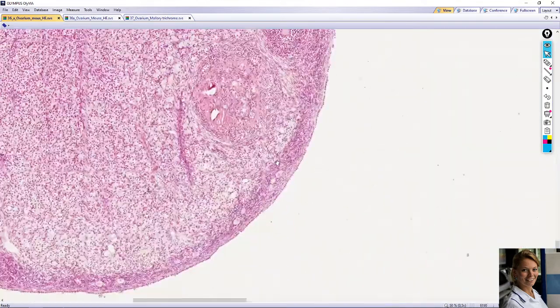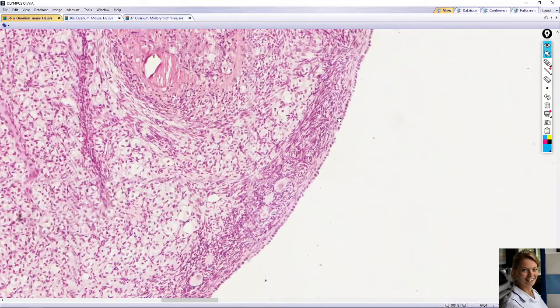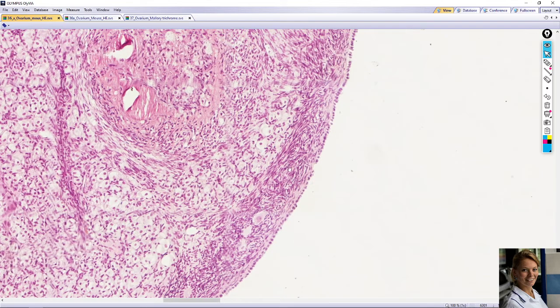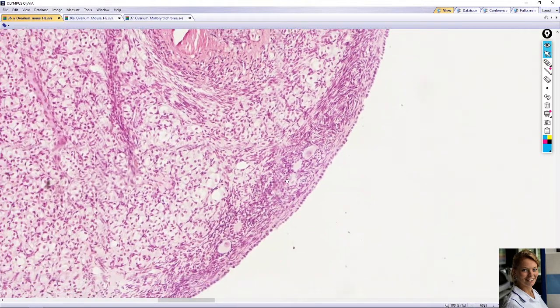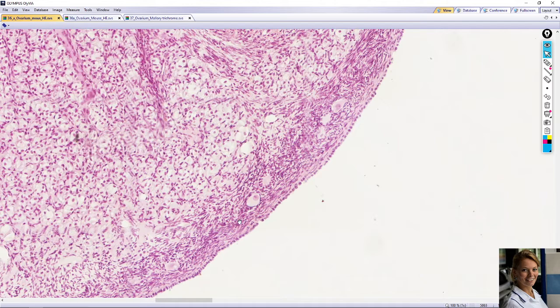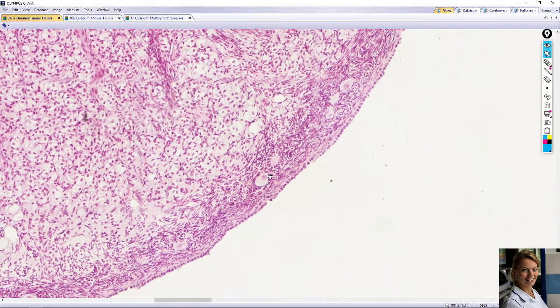The germinal epithelium covers the ovary. Inferior to the germinal epithelium is the tunica albuginea. This is connective tissue, a capsule. In the cortex, you can find many stages of follicle development. The first stage is the primordial follicle, oocytes surrounded by one layer of squamous cells.